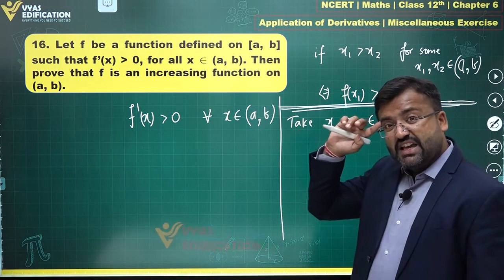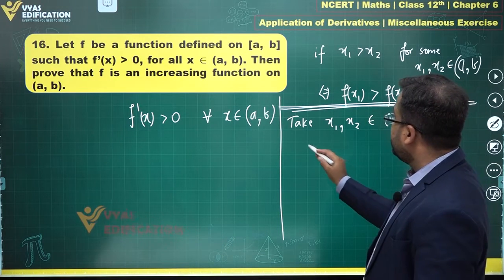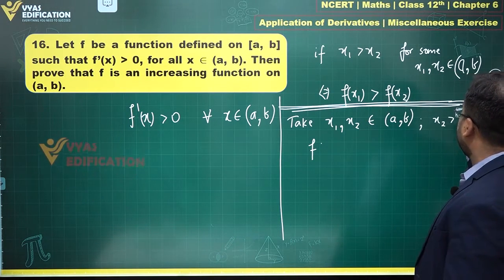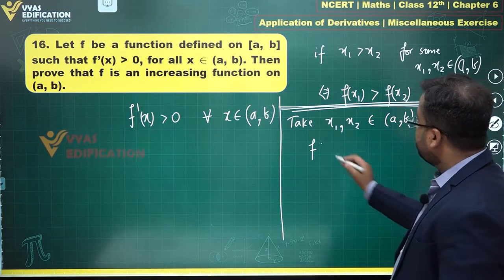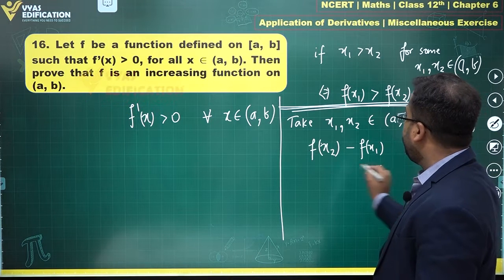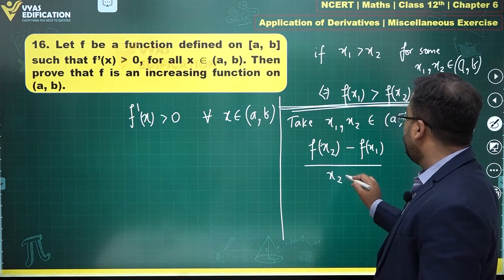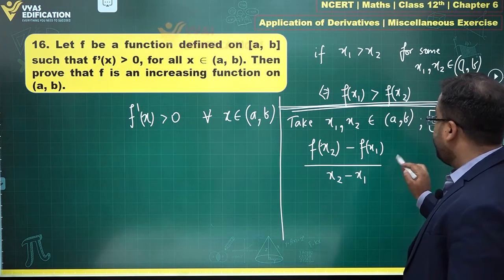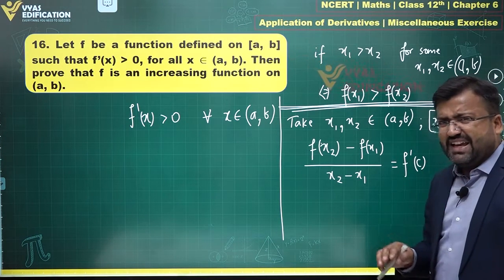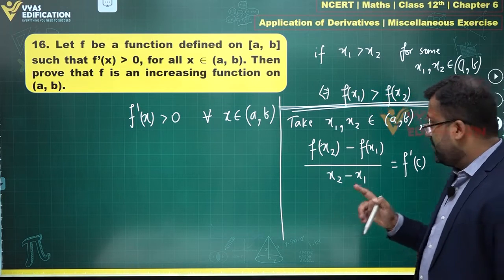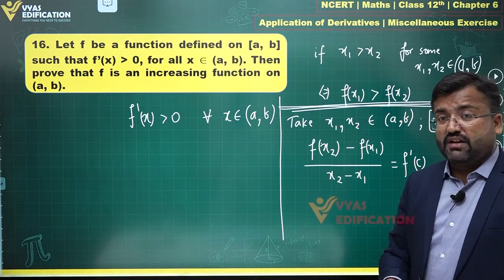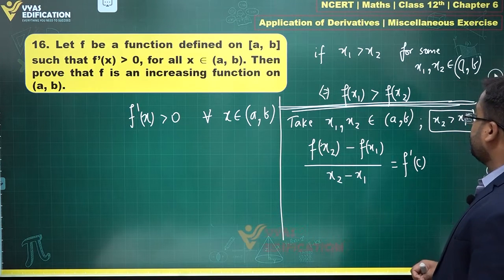And for this, x1 and x2 belong to this interval, we can say that f of x2 is greater than f of x1 as well, okay? So (f of x2 minus f of x1) upon (x2 minus x1) will be equal to f prime of c for some c in this interval x1 comma x2, right? For some c, c belongs to this interval x1 comma x2, okay?